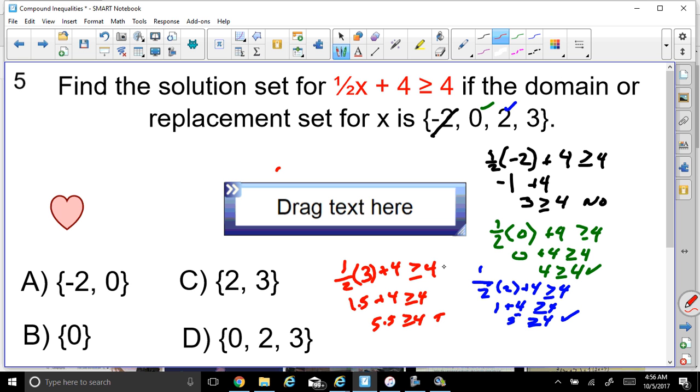So the question is, which numbers in the domain work? Notice I put a check on the ones that did work, and I crossed out the one that did not work. So our answer is 0, 2, and 3. Those are the numbers that worked in this problem, and that's choice D.